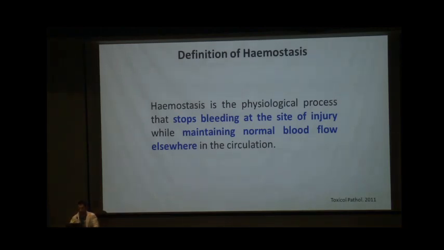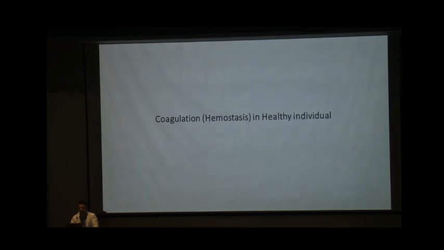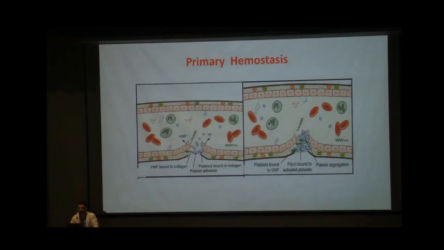What is hemostasis? Hemostasis is a physiological process which stops bleeding at a site of injury while maintaining the normal blood flow elsewhere in the circulation. Coagulation in a healthy individual is divided into three stages: primary, secondary, and tertiary. At the primary stage, there is a breach in the endothelium, and the platelets go to the site of the injury and, with the help of von Willebrand factor and simultaneous aggregation, form a plug which is later stabilized by fibrin.